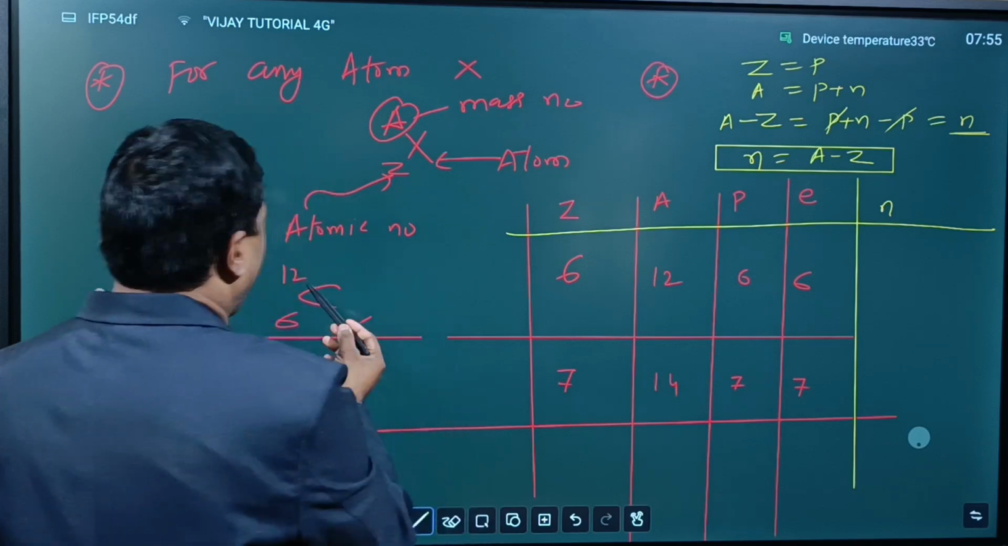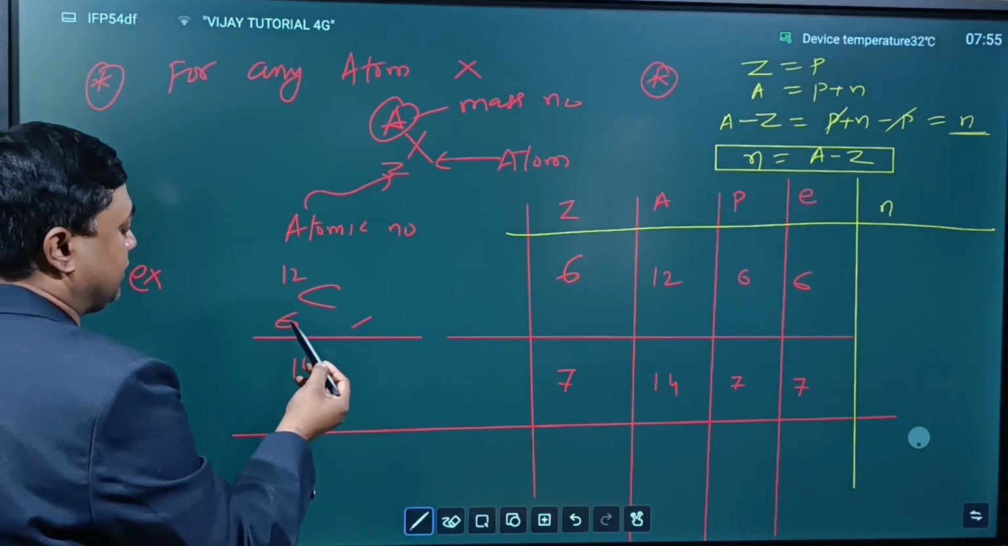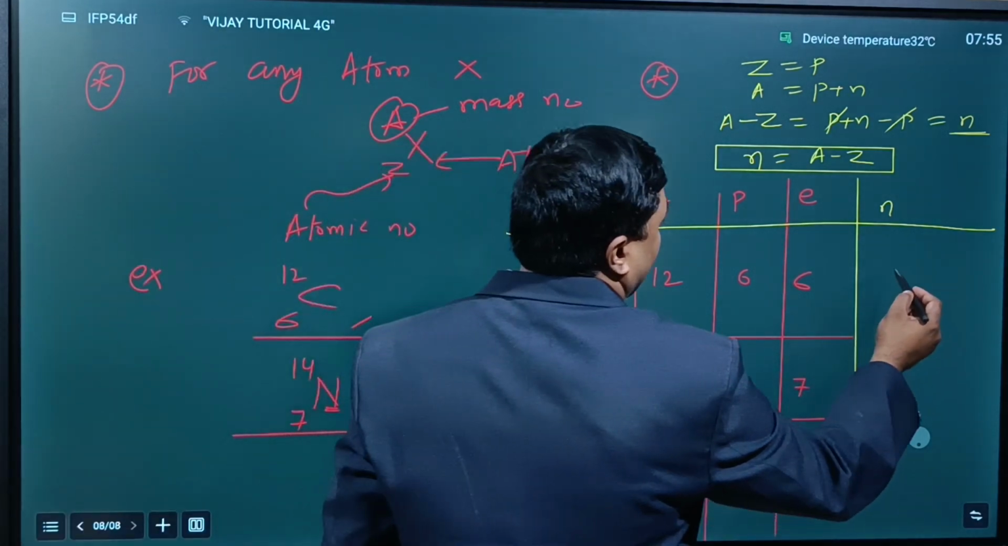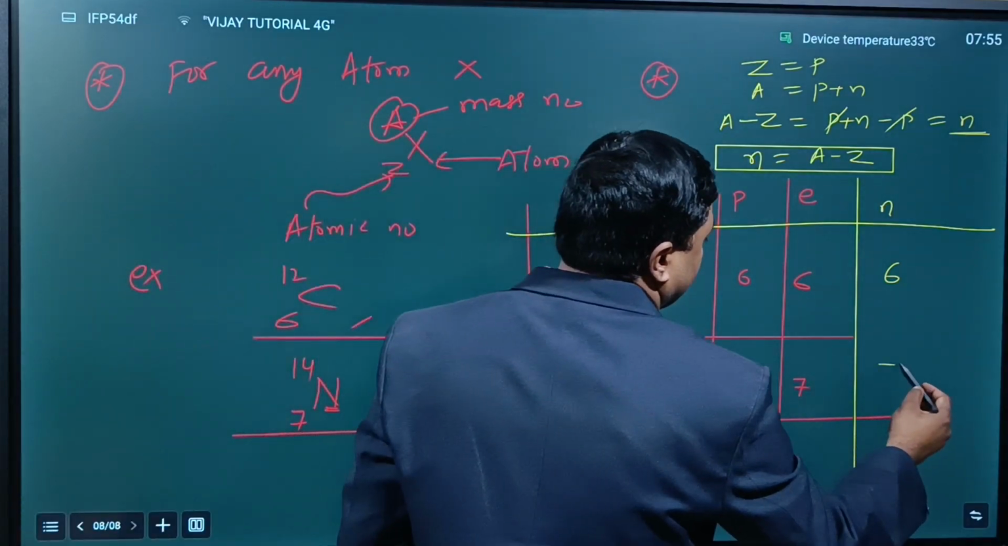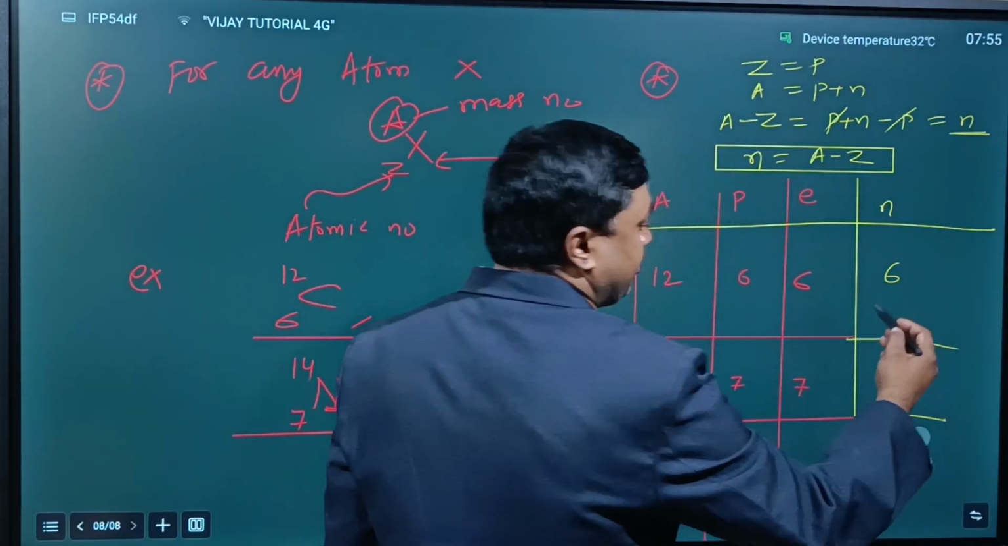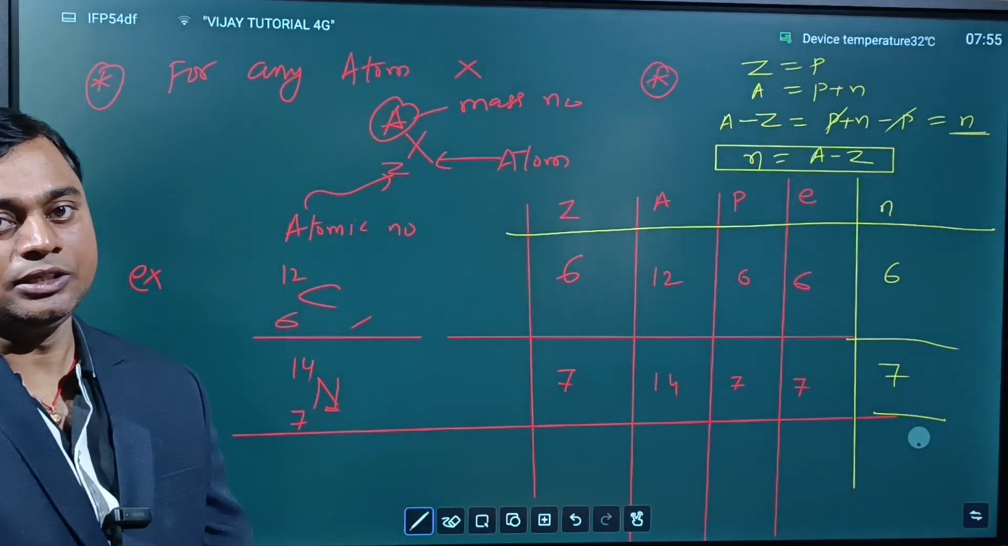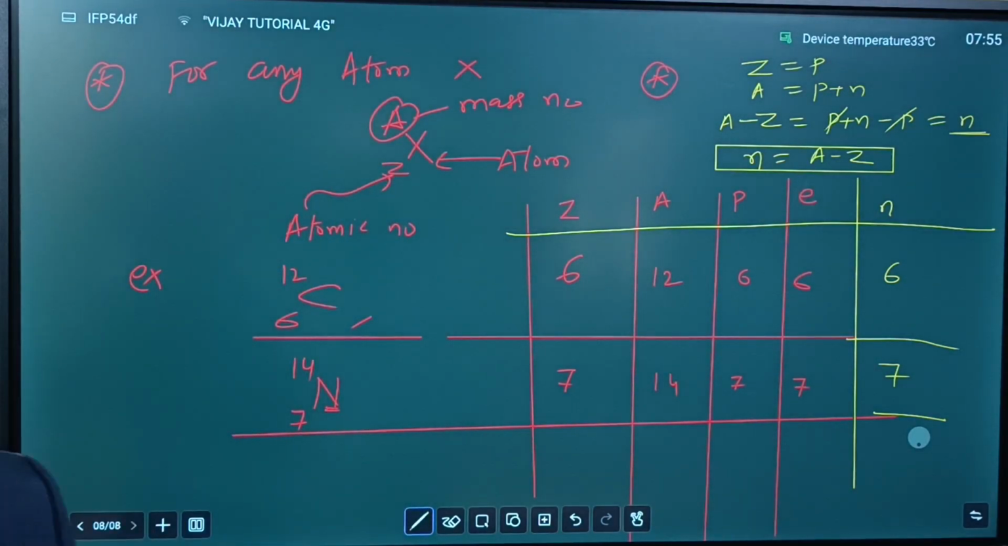Okay, for carbon, mass number is 12, atomic number is 6. So 12 minus 6, how much is the number of neutrons? 6. For nitrogen, 14 minus 7, what is the number of neutrons? 7. Is it clear? Like that, they may give you questions in the annual exams. Please note it down.